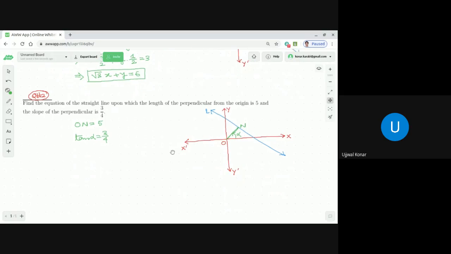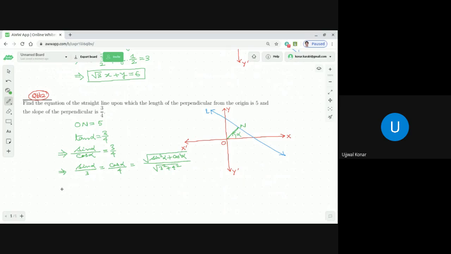So tan alpha is equal to 3 by 4. From here we can write sin alpha divided by cos alpha is equal to 3 by 4. This implies sin alpha by 3 is equal to cos alpha by 4, that is equal to square root of sin square alpha plus cos square alpha divided by square root of 3 square plus 4 square.